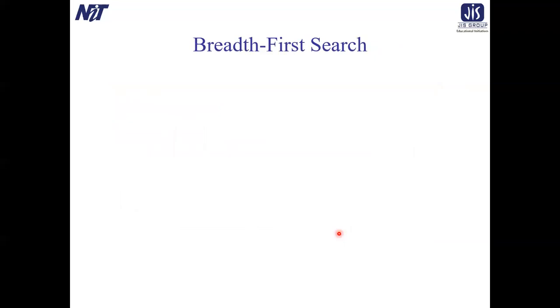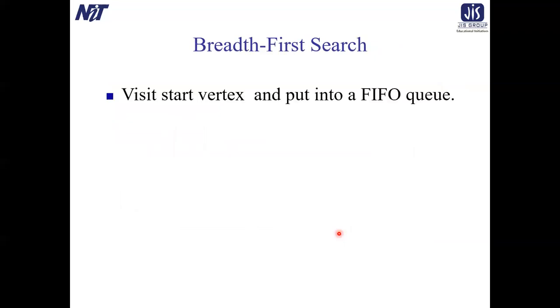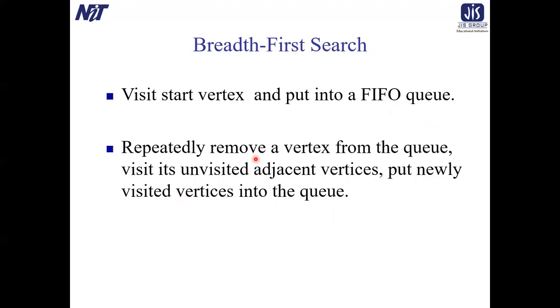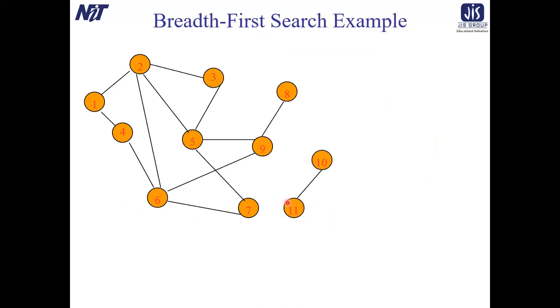Now with an example, we will discuss breadth first search in more detail. In breadth first search, visit the start vertex and put it into the FIFO queue. We already said that to implement breadth first search, we need a queue data structure. Now repeatedly remove a vertex from the queue, visit its unvisited adjacent vertices, and put the newly visited vertices into the queue. So we can explain one example.